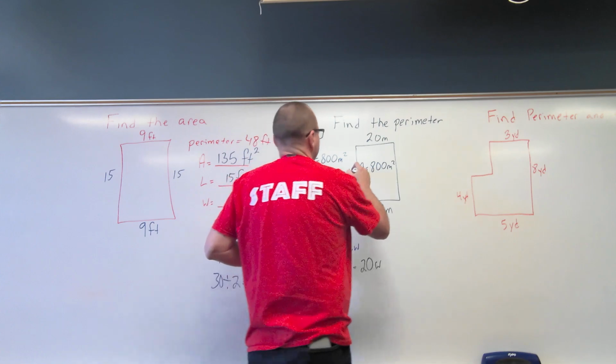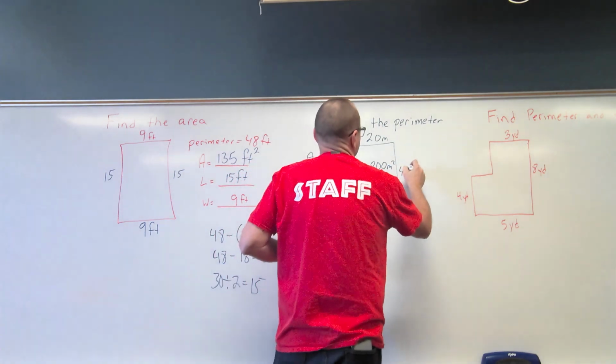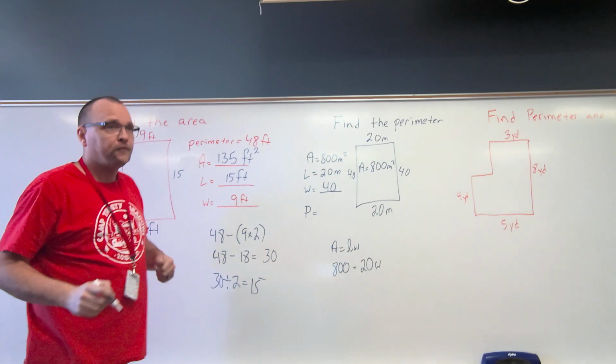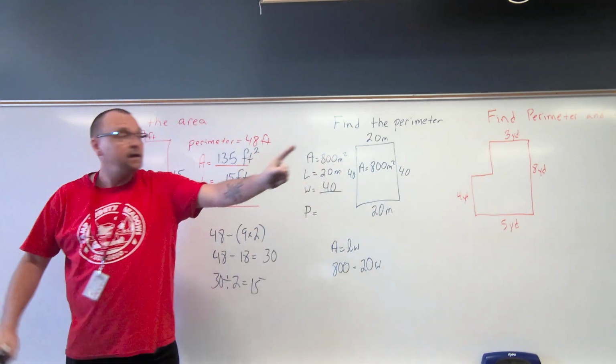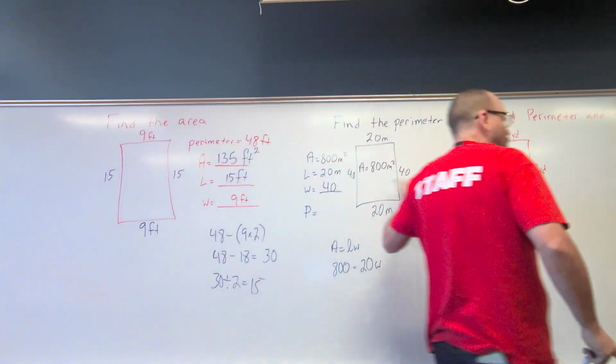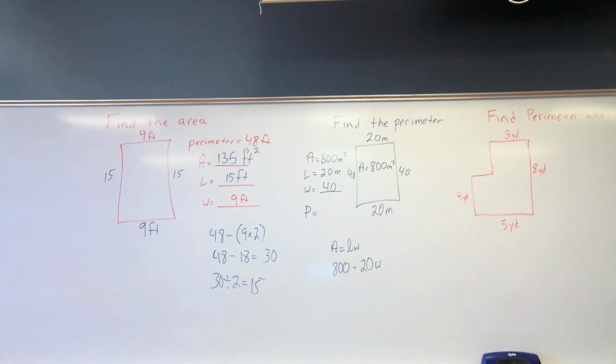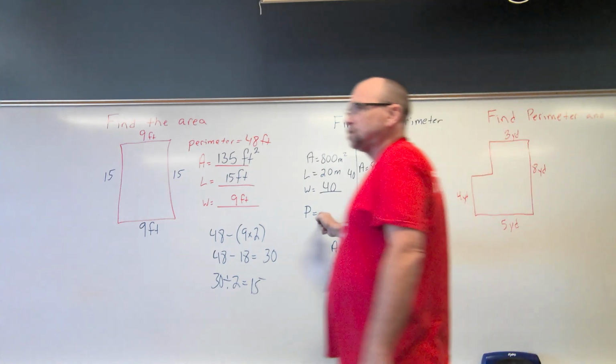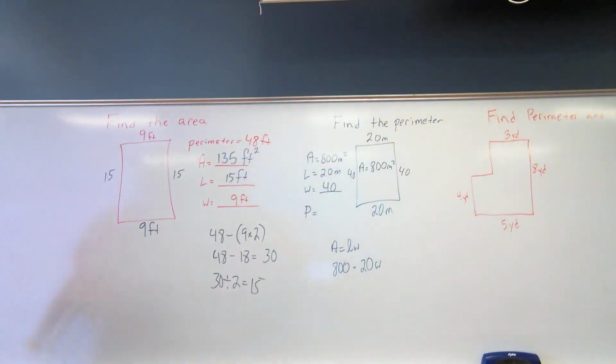Oh, wait, it's 40, yeah. Because I can check it, does 20 times 40 equal 800? Yes. So that proves that that is my width. Now the question asks to find the perimeter. So in a moment I'm going to call on somebody to tell me what the perimeter is.